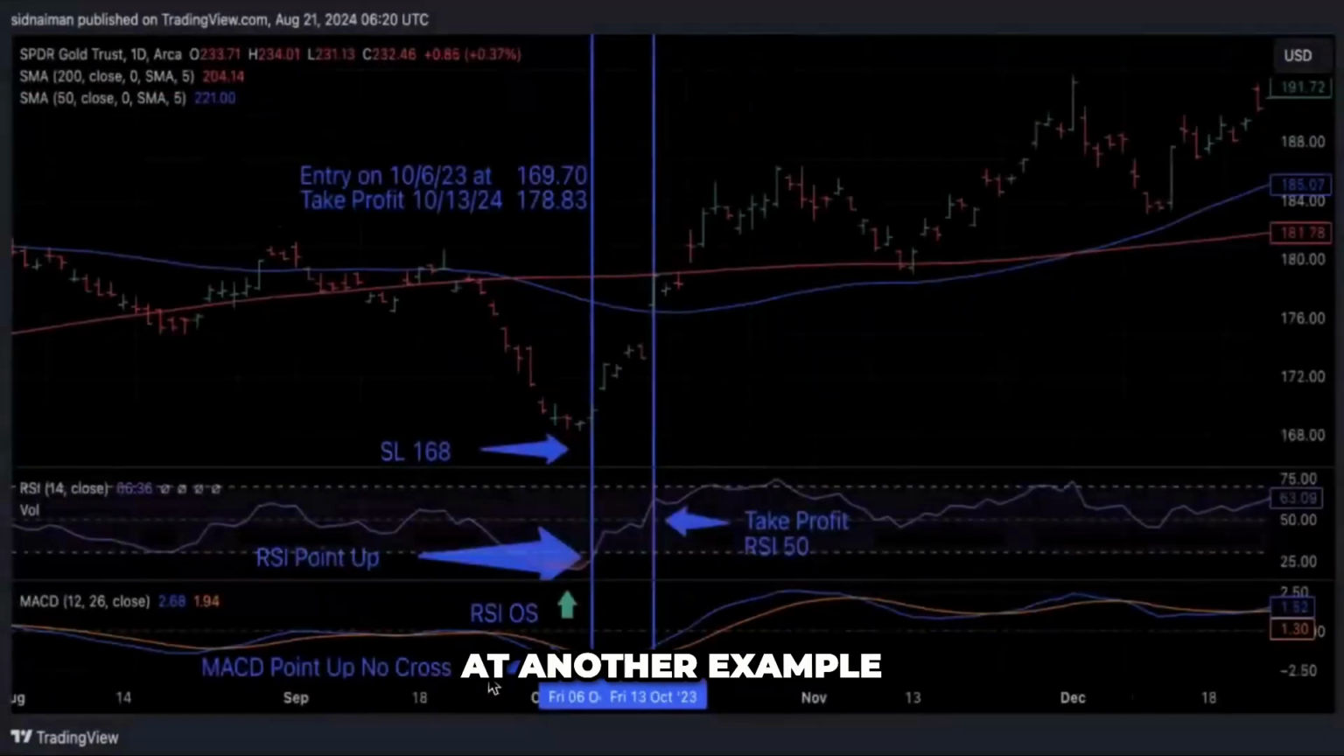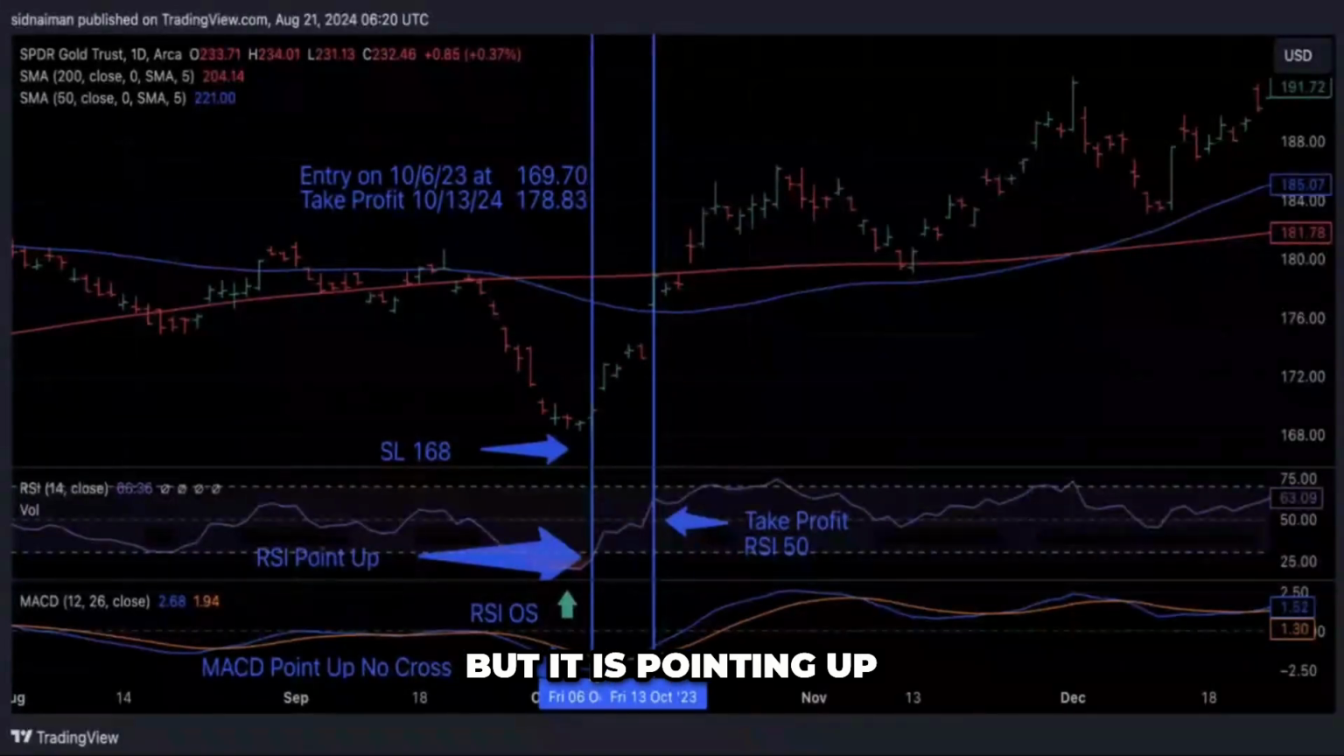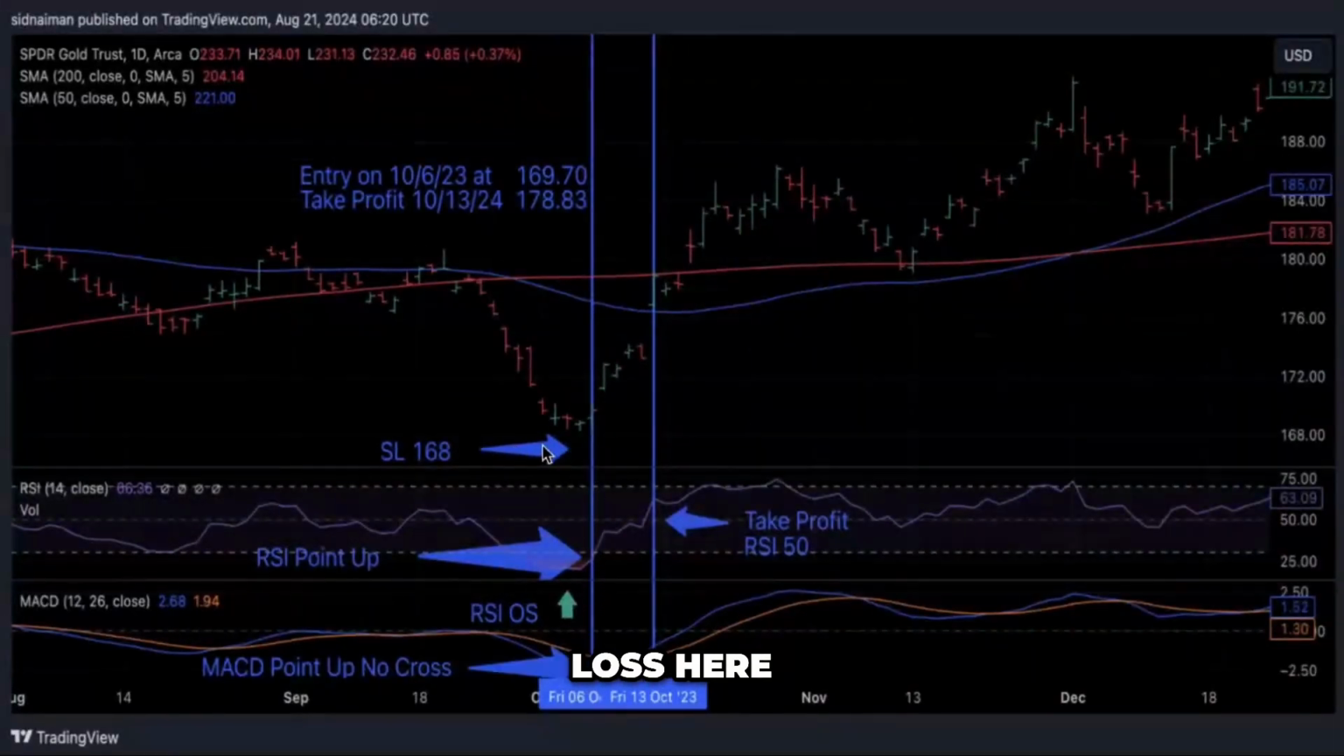Let's take a look at another example. In this example, we see we have an oversold condition with the green arrow. So we're looking for RSI to point up, and the MACD is pointing up as well here, but it's not crossing, but it is pointing up. So this is our trade entry. We calculate our stop loss here, and then we take profit when RSI hits 50.